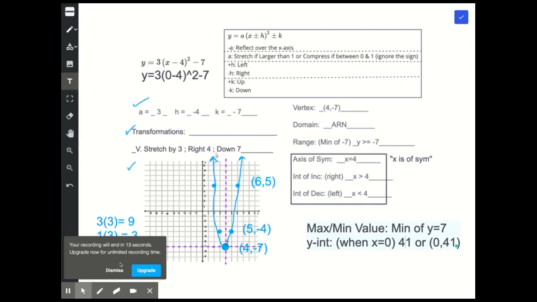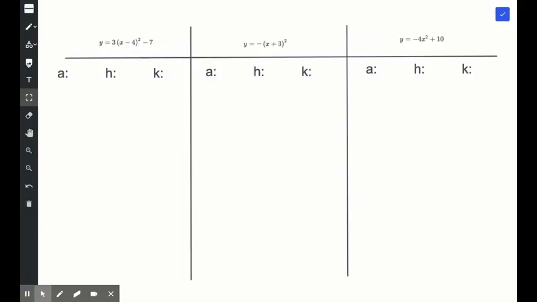A couple quick notes coming up. I highlighted for you 3 different x squareds, 3 different quadratic functions that highlight some differences that you'll see when you're identifying your A, H, and K. So this one, we can see, has an A position, an H, and a K. So it's fairly clear to identify that, oh, okay, A is 3, H is -4, and K is -7.